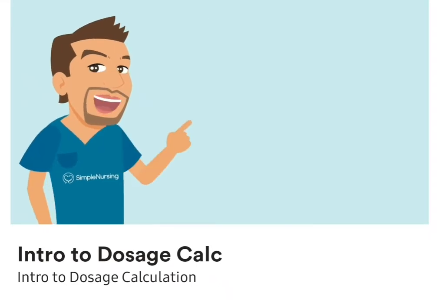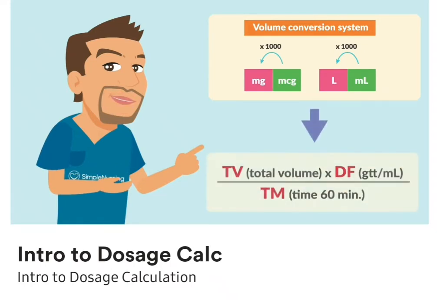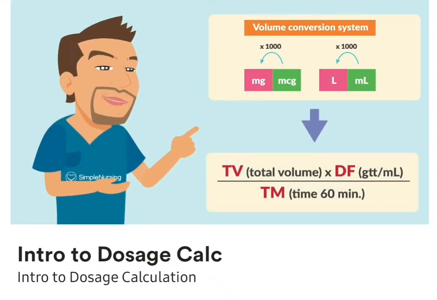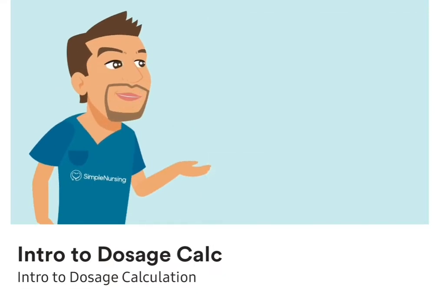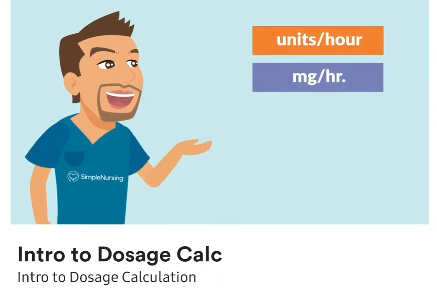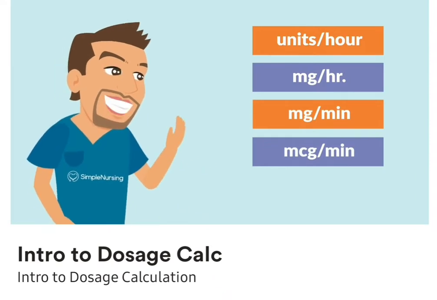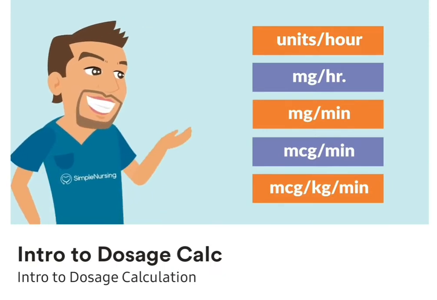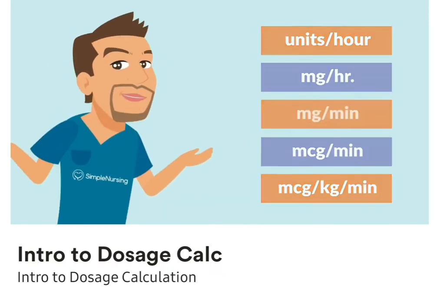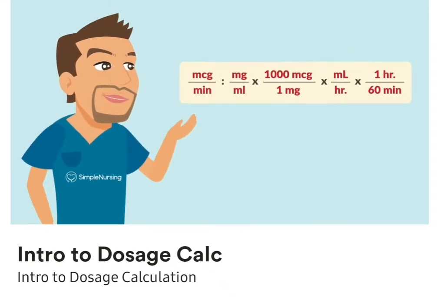Okay, now for other IV medications, they look slightly different because you have to do some conversions prior to putting the information into the universal calculation. You must consider the drug concentration and then figure out how the drug is being measured. Is it in units per hour, milligrams per hour, milligrams per minute, micrograms per minute, or even the most complicated, micrograms per kilogram per minute? Oh man. Okay, now I know this looks daunting, but it's really simple. Depending on how the IV drug is ordered, just use one of the following formulas to get the answer right.